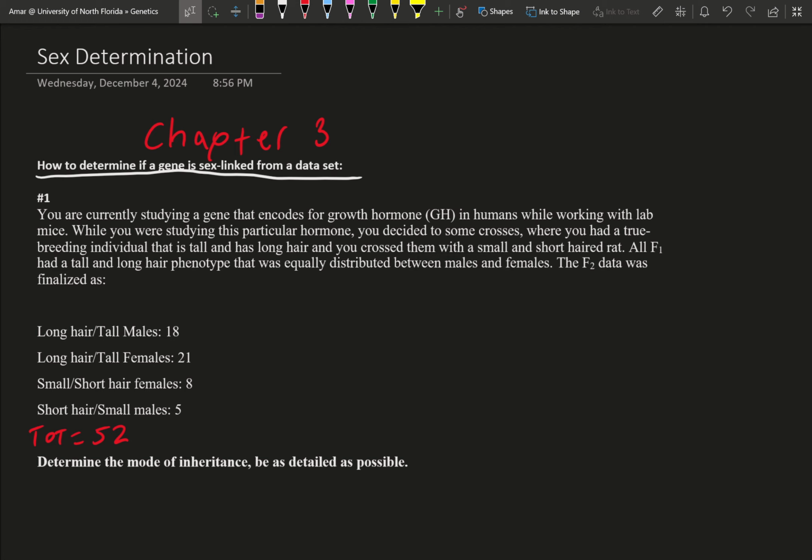So for number 1, what we're doing is we're taking a true-breeding individual that is tall and has long hair, and crossing them with an individual that is small and short-haired. Then it tells you that the F1 are all tall and long, equally distributed between the males and the females. So then you have the following data set where you have 18 long-haired tall males and short-haired small males, which are 5. And the same thing for the females as well.